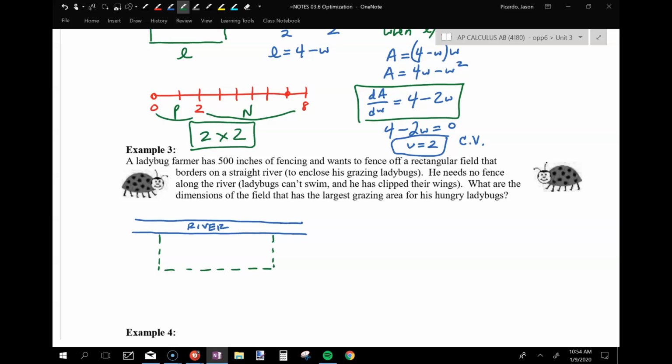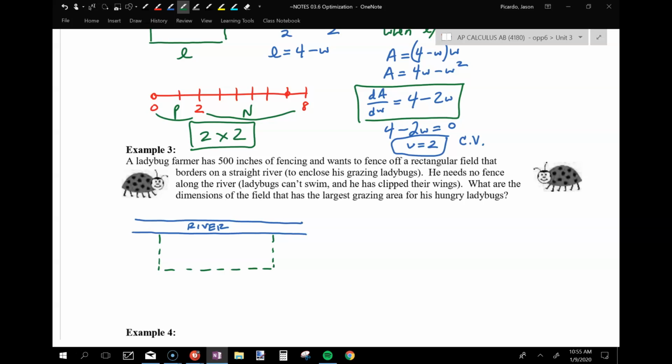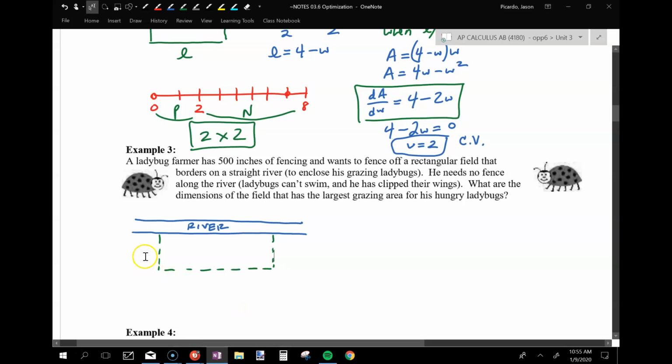Nonetheless, we have 500 inches of fencing. So again, it says that we want to maximize the area. We want to give the ladybugs as much room as possible to enjoy their lives. So we're going to call these widths still, and we're going to call this a length still.